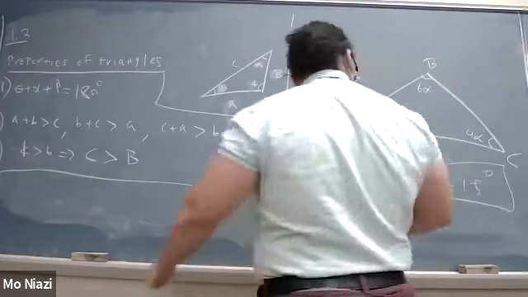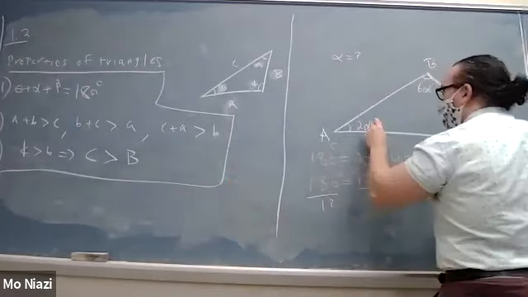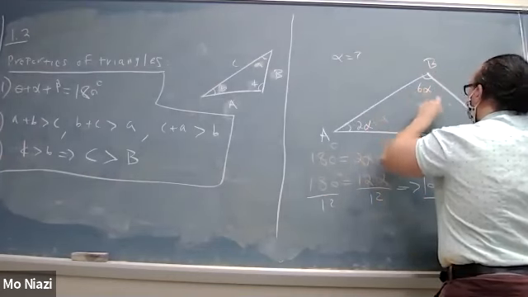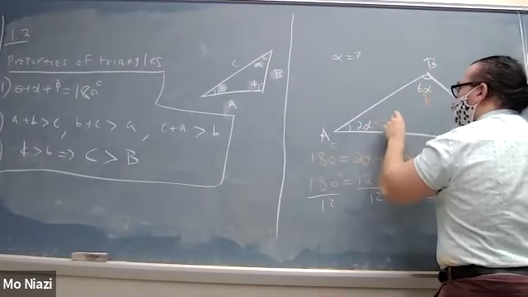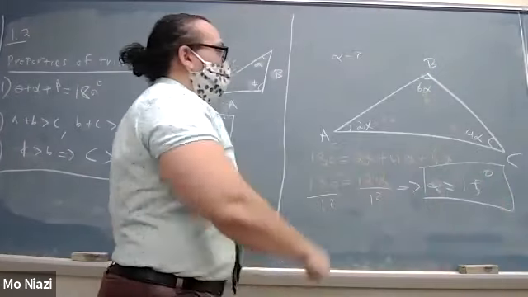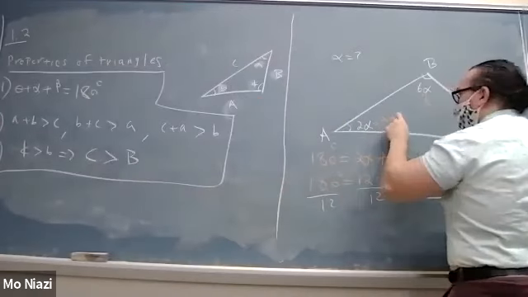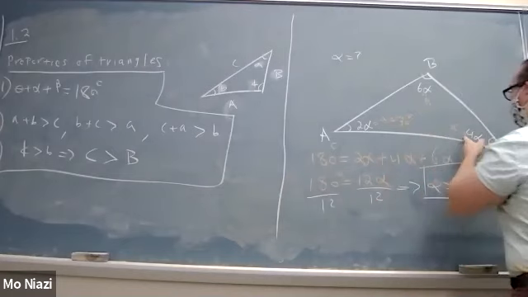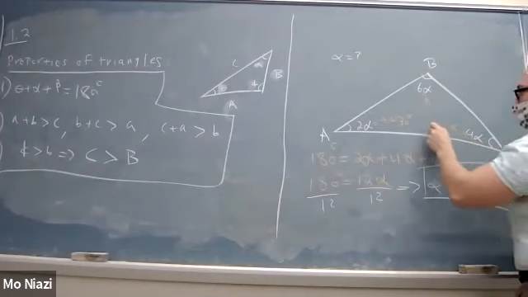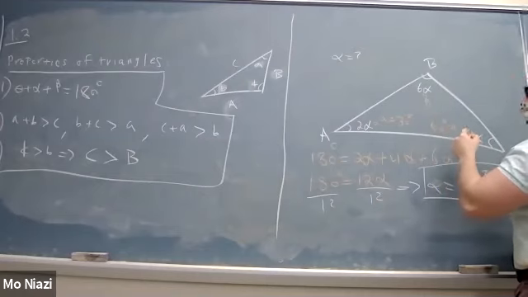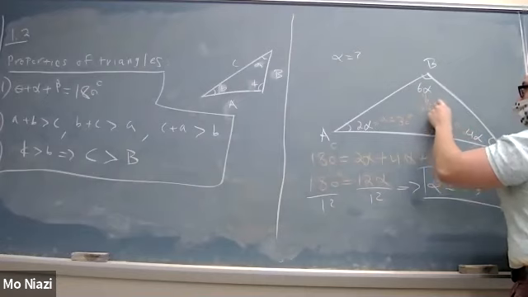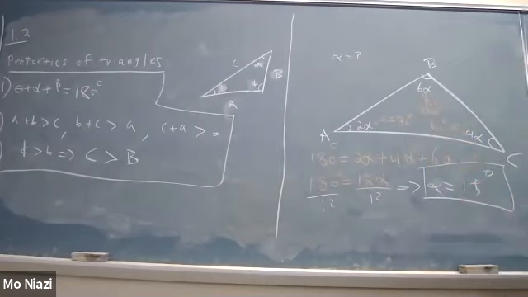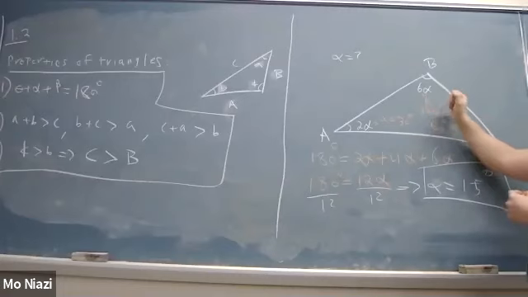So now that we know what alpha is, it's 15 degrees, what is angle little a, angle little b, angle little c? What do they equal? 2 times 15, which is 30. 4 times 15, which is 60. 6 times 15, which is 90. Notice that if that was 120, 30 plus 60 is 90, and 90 plus 120 would exceed 180 degrees, right? Oh, it's a 90.